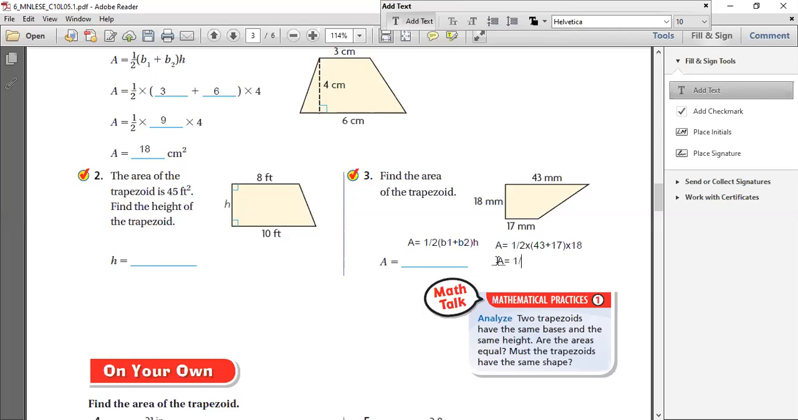So half multiplied by, how much is 43 plus 17? 43 plus 17 is going to give you 60. 60 multiplied by 18. Whichever is easy for you: either find half of 60 or half of 18, up to you. If you find half of 60, that's 30 multiplied by 18. Or if you find half of 18, that's 9. 9 multiplied by 60 is going to give you 540, and the unit is square millimeters.